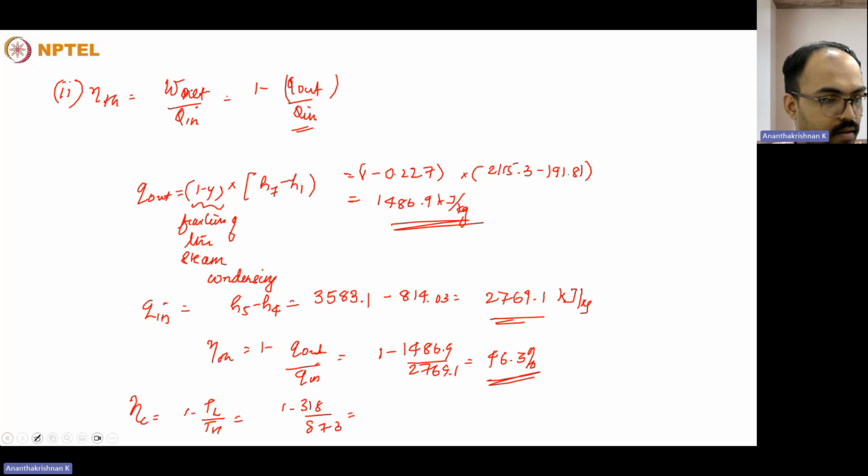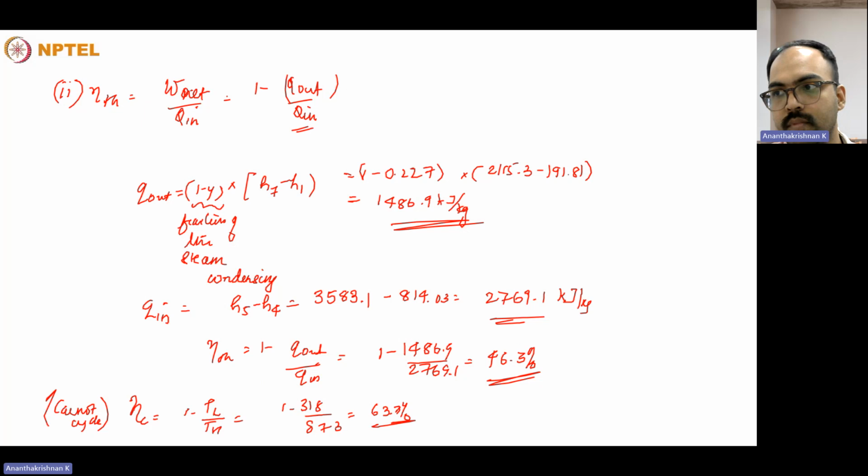So basically, that will be equal to 318 divided by 873. So that will be equal to the efficiency will become close to 63.6%. So the maximum possible efficiency from the Carnot cycle will be somewhere around 63.7%. That is a maximum attainable.